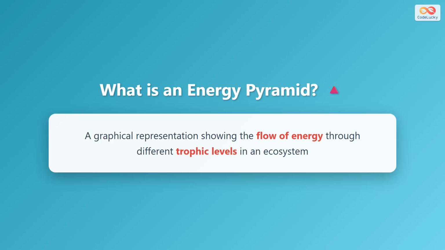An energy pyramid is a graphical representation that shows the flow of energy through different trophic levels in an ecosystem. Trophic levels are simply the different feeding positions in a food chain, like producers, consumers, and predators. The pyramid shape helps us visualize how energy decreases as we move from the bottom to the top of the food chain. The wider base represents the most energy, while the narrow top represents the least energy available.